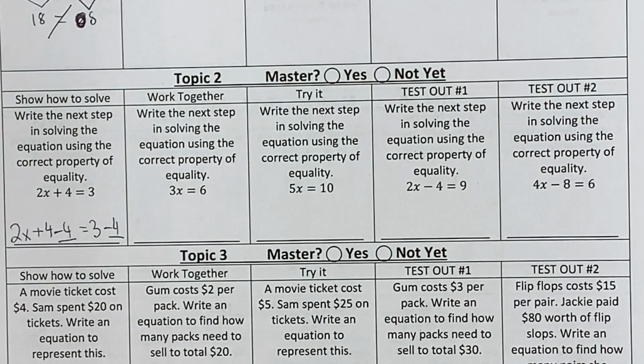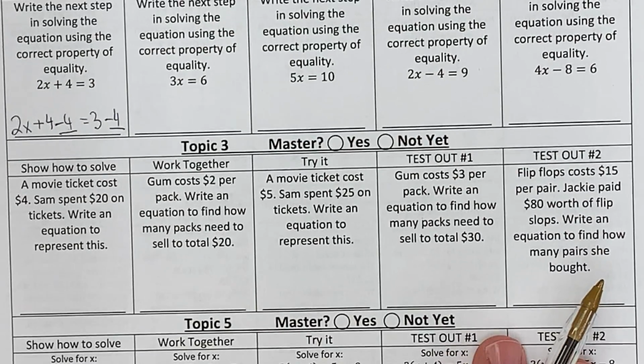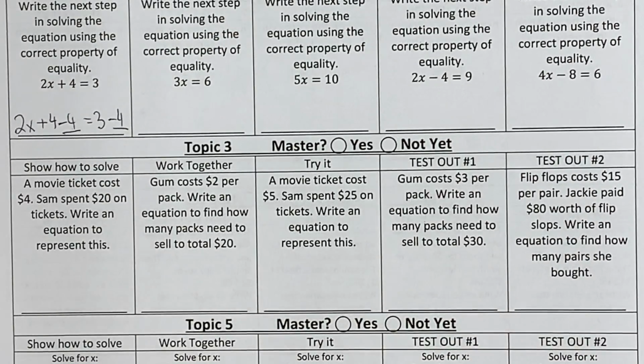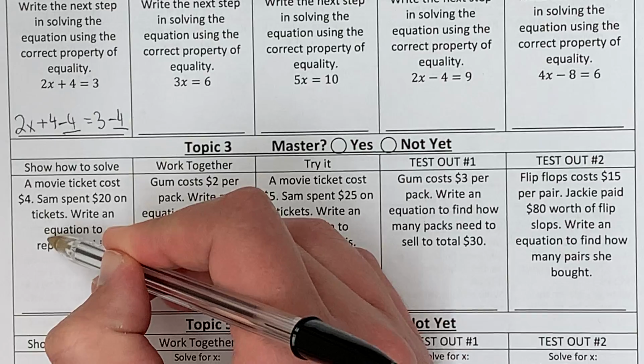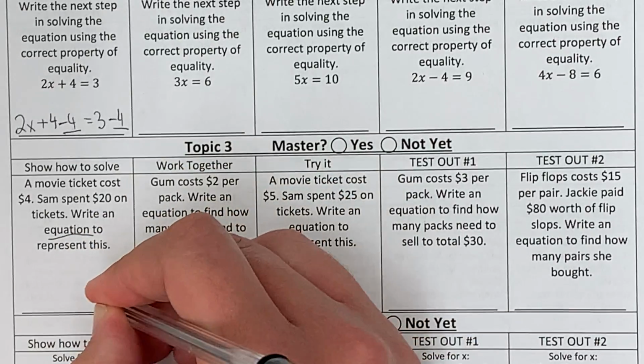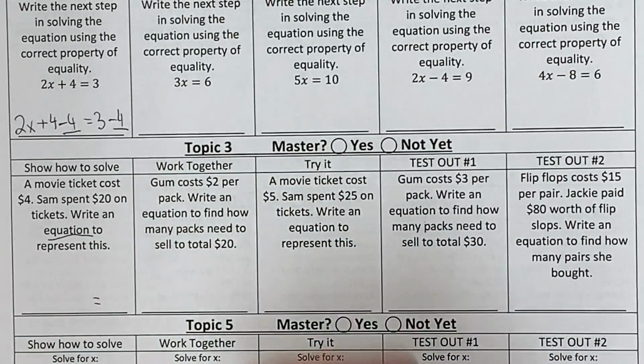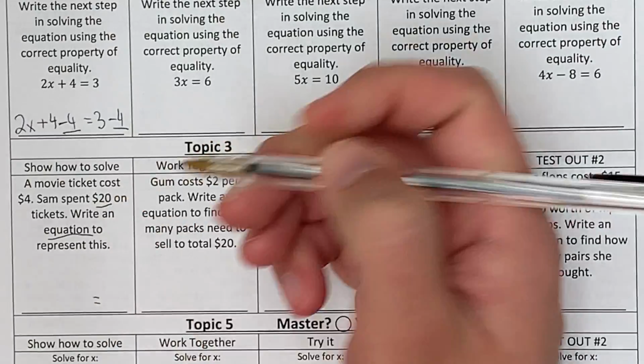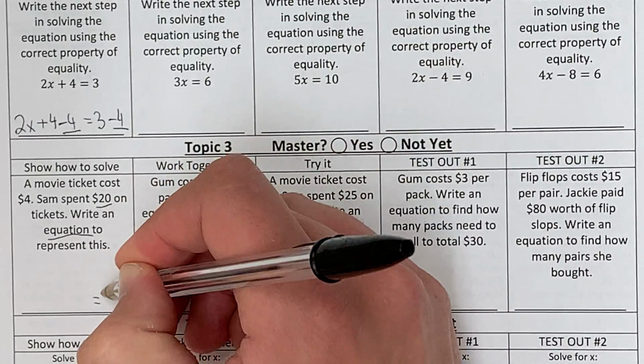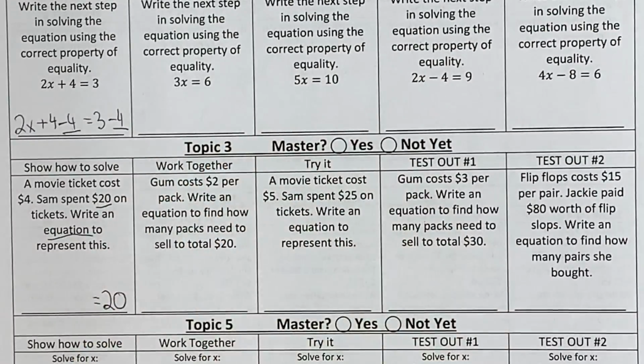All right, let's look at the next one. A movie ticket costs $4. Sam spent 20 on tickets. Write an equation to represent this. So this is an equation, so I know I'm going to have my equal sign. He spent 20, right? So it's the total spent. So whatever we do is going to equal 20.